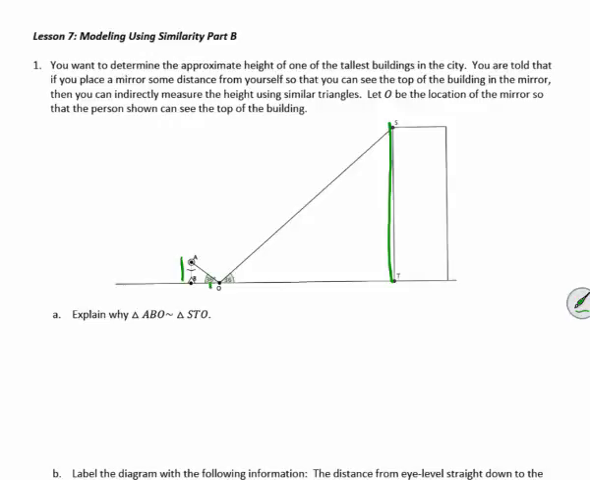And we know this angle, right? These angles are both 36. So I want to know, explain why triangle ABO is similar to STO. Well, it's similar because when you're standing straight up and down and the building's standing straight up and down, you have made right angles. So right now I have 36 matches and I have the 90s that match. So it's similar because there are two pairs of congruent angles.